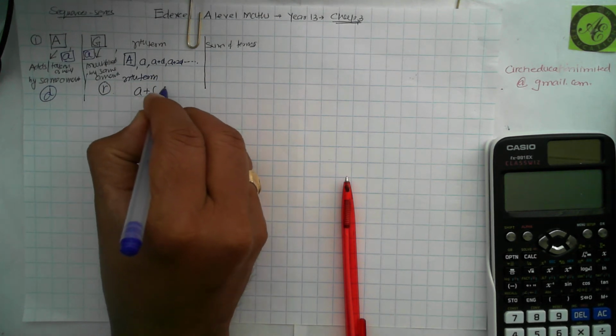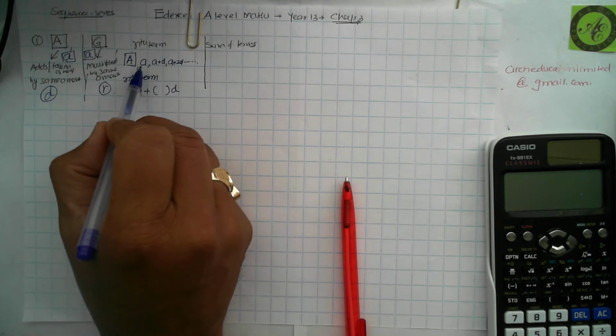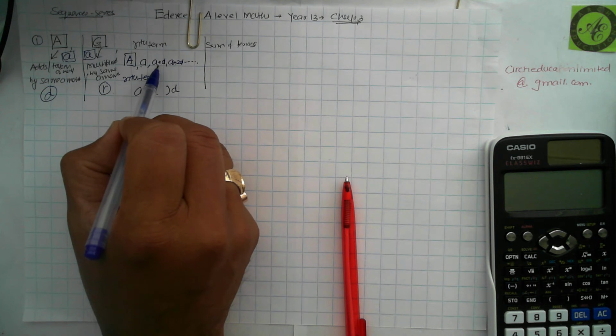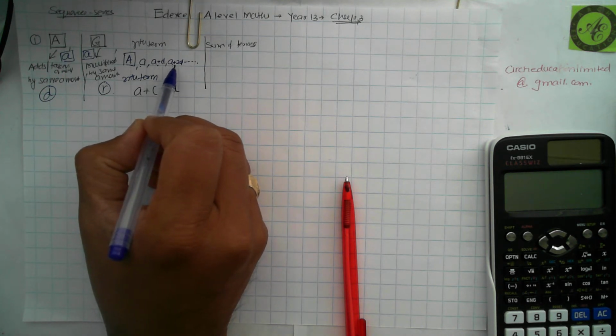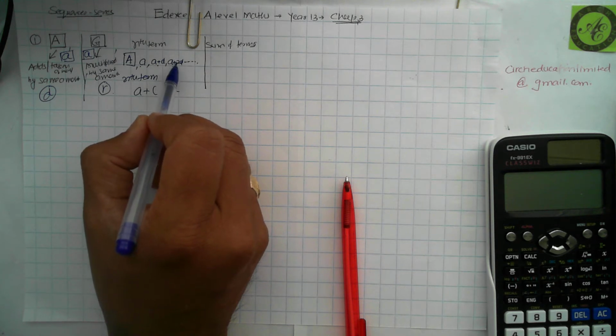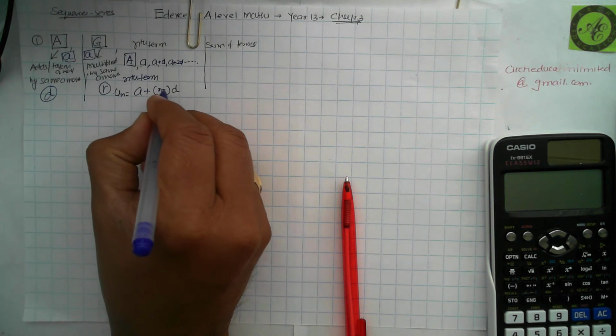a plus some d's. How many? Let's check. The first term has 0 d's. The second term has 1 d. The third term has 2 d's. I'm pretty sure you figured it out. It is the term number take away 1. So we're finding the nth term. The term number is n, so n take away 1.